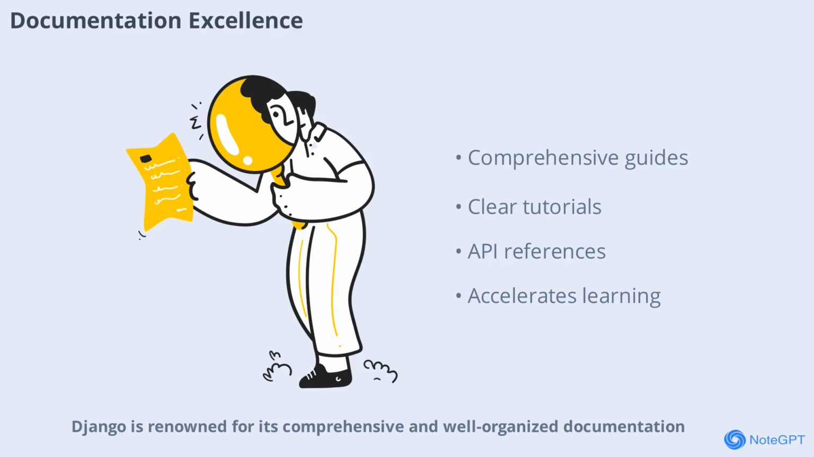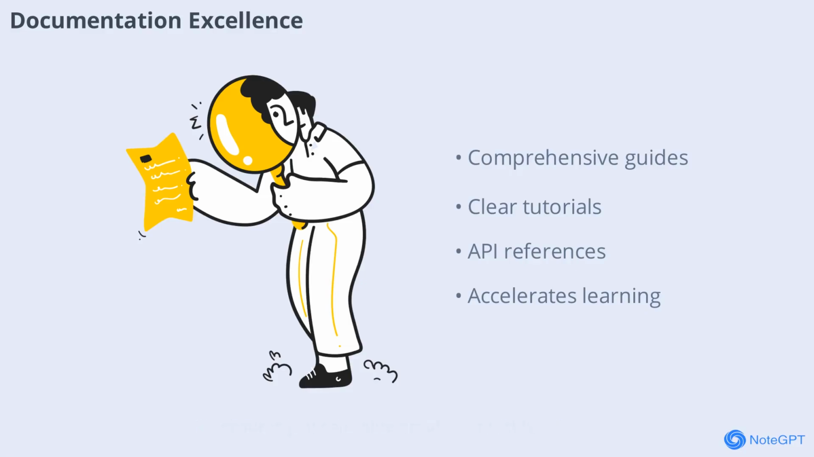Django is renowned for its comprehensive and well-organized documentation. Whether you're a beginner or an expert, you'll find clear guides, tutorials, and API references to help you at every stage. Good documentation accelerates learning and ensures you can solve problems quickly.